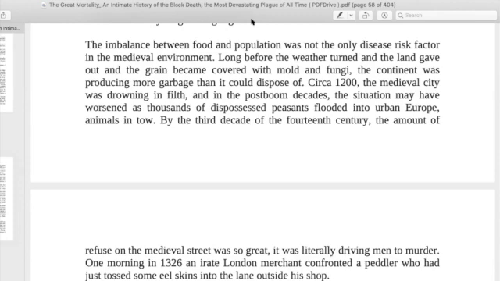Long before the weather turned and the land gave out and the grain became covered with mold and fungi. And again, this is all from the previous section. The continent was producing more garbage than it could dispose of. Circa 1200, the medieval city was drowning in filth, and in the post-boom decades, the situation may have worsened as thousands of dispossessed peasants flooded into urban Europe, animals in tow. By the third decade of the 14th century, the amount of refuse on the medieval street was so great, it was literally driving men to murder. But the new information here is the garbage.